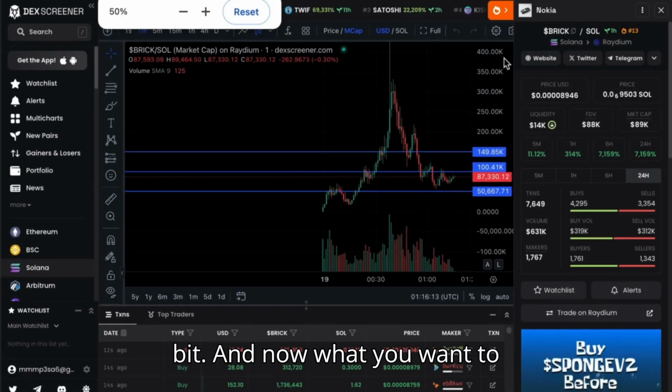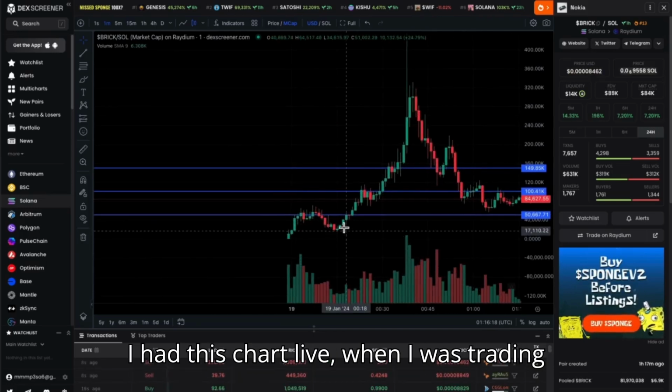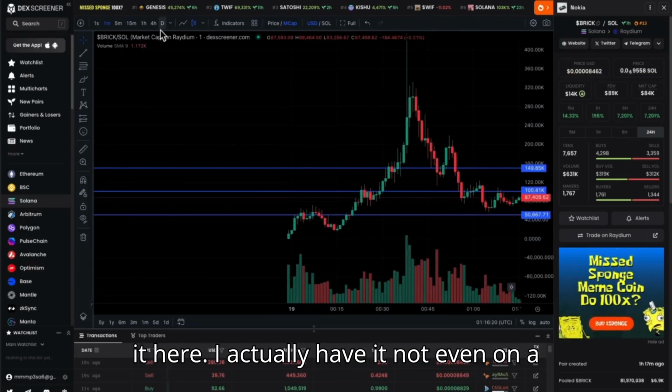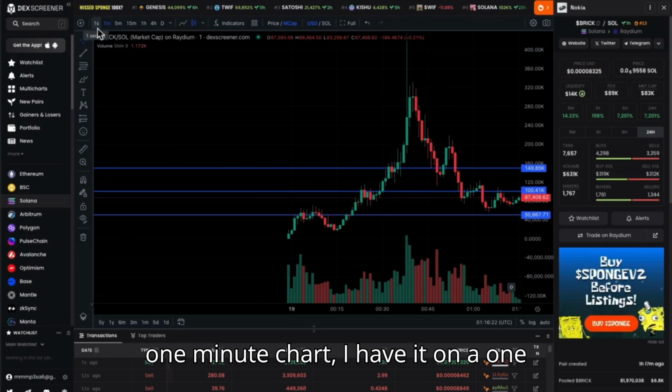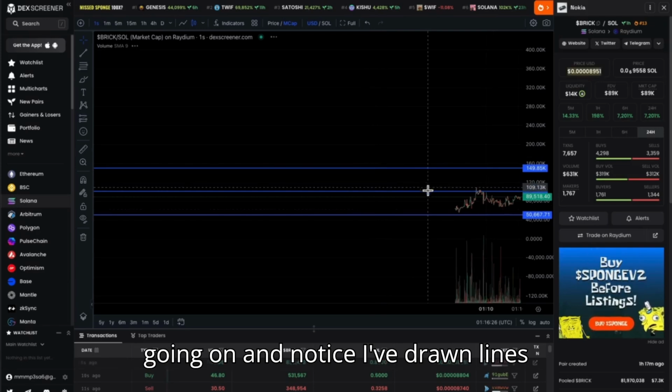And then what you want to do here, after you click on that, let me just zoom out a little bit. And now what you want to do is concentrate on the chart. And when I had this chart live, when I was trading it here, I actually have it not even on a 1 minute chart. I have it on a 1 second, so I can really see live what's going on. And notice I've drawn lines here.